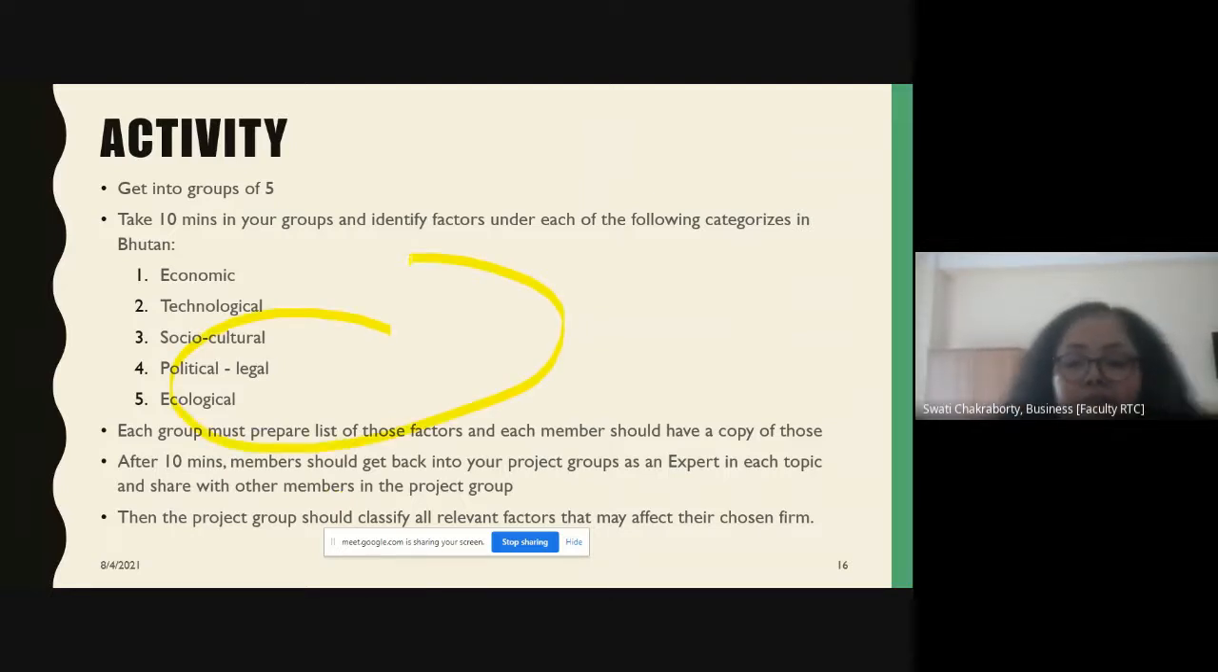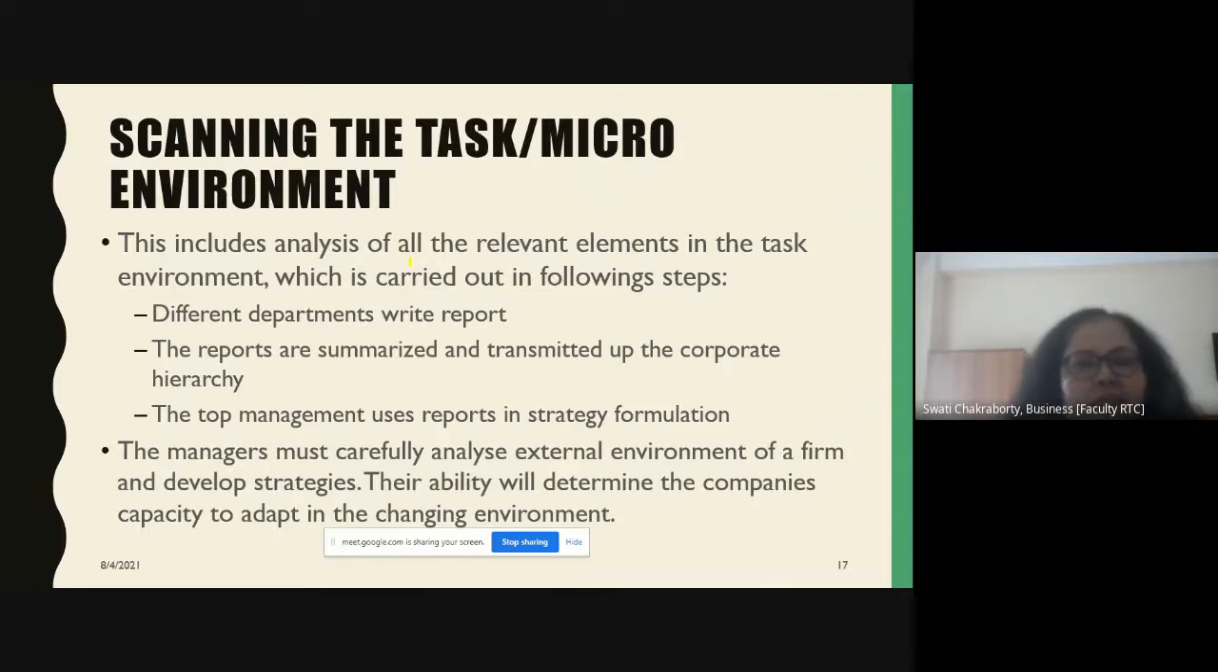It's very interesting. Then we come to the scanning of the task environment or the microenvironment. It basically talks of the analysis of all the relevant elements in the task environment, which gets carried out in the following steps. First, different departments write their reports, what they feel is relevant for their department when they analyze the environment.